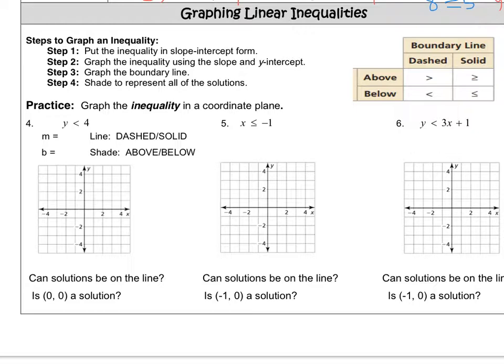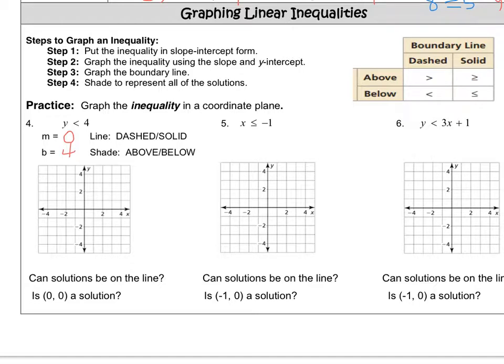So starting with number 4, we have y equals mx plus b. We have no mx, so our slope is 0, and our b, our y-intercept, is 4. Okay, so now we have to make some decisions. We've got the information to graph our line, but we need to decide if our line is going to be a solid line or a dashed line.